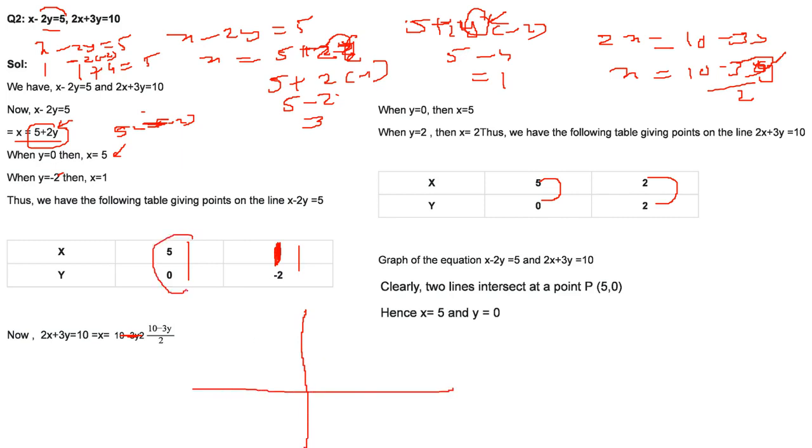First we'll take this one. y is 0, x is 5. y is 0 means we are talking about the x-axis. So 1, 2, 3, 4, 5. This is the point, 5, 0. Now y is minus 2, x is 1. So y is minus 2, that means this one, minus 2 here. Next is 1, that means this one. So there is a line passing through these two. So I'm just making a line like this.